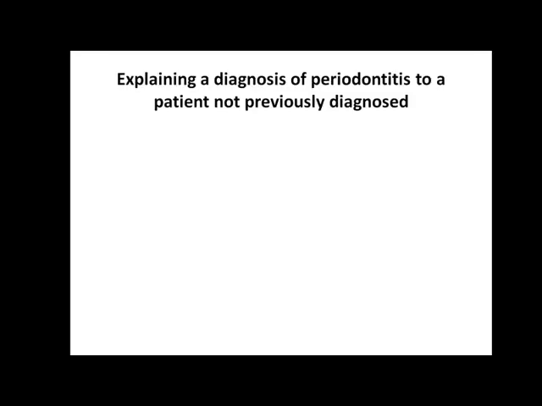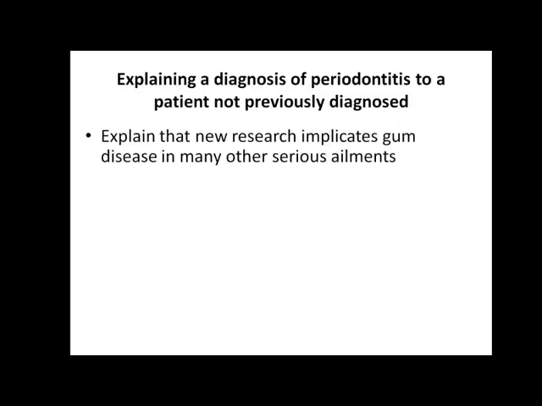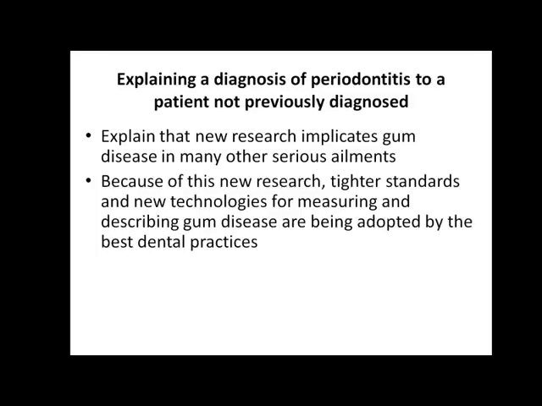If you have a patient with perio not previously diagnosed, simply tell them the truth. New research has been published implicating gum disease in cardiovascular disease, certain cancers, strokes, the early onset of Alzheimer's, and complications in the treatment of diabetes. As a result, dentistry and your office have newer and tighter standards for measuring and describing periodontal disease.